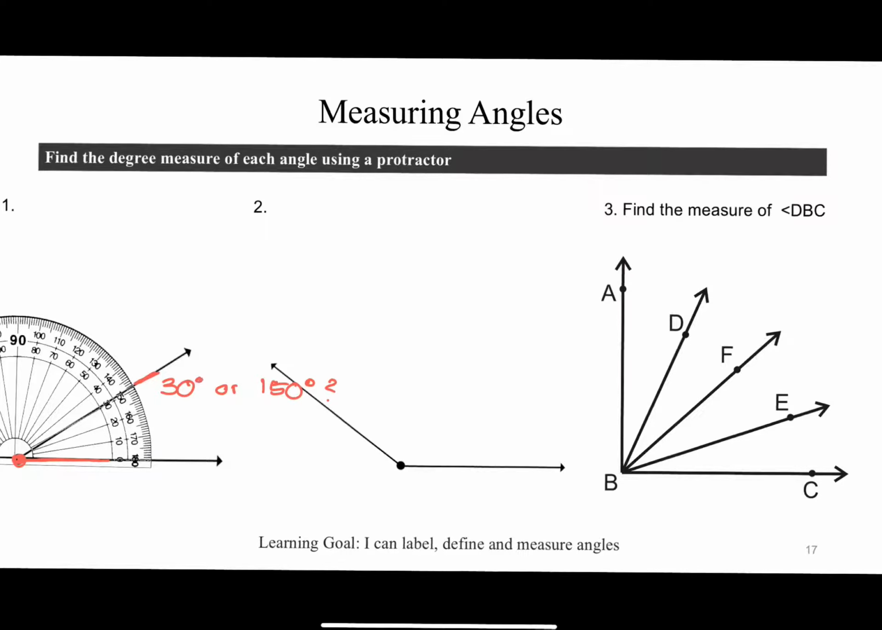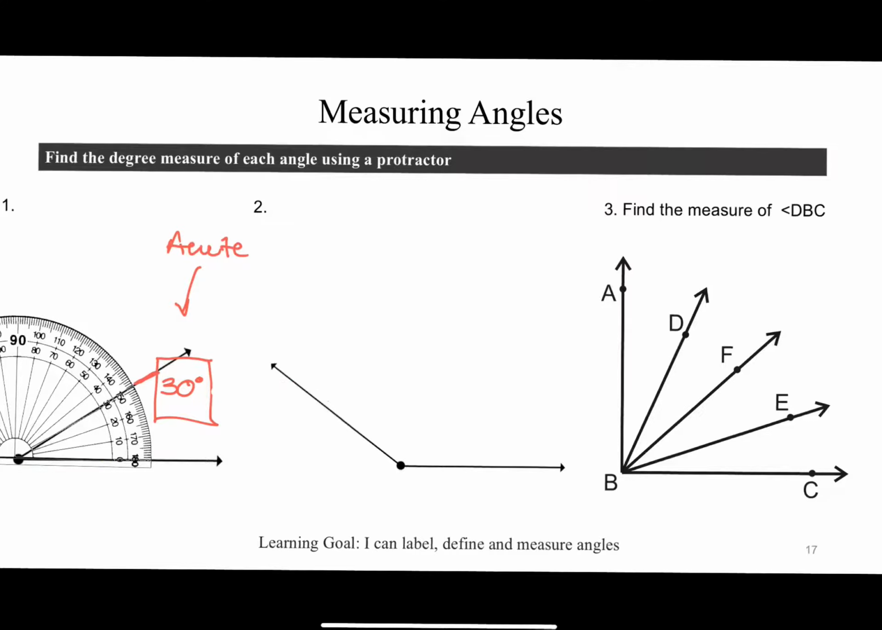This is where you have to decide which of the two measurements to use. And for this example, we can clearly see that it is an acute angle, and therefore we're going to go with 30 degrees. Because if you recall, acute angles are always between 0 and 90.